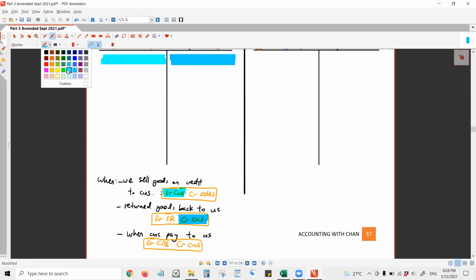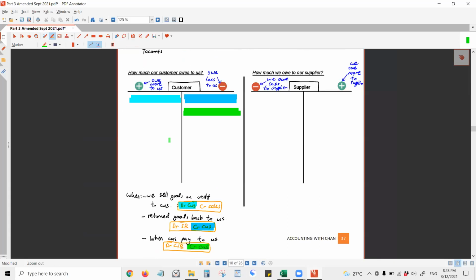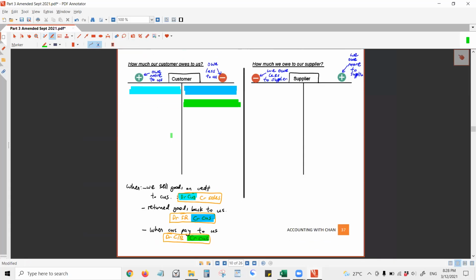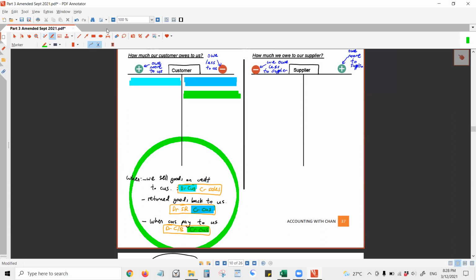So you see, after the customer has made some payment to us, it's going to make the customer owe less to us. See, it's on the credit side. I'm trying to prove why in a customer account, the debit side is a plus sign and the credit side is a minus sign. Minus sign indicates owing less, plus sign indicates owing more. With these transactions, I think you would understand even better.